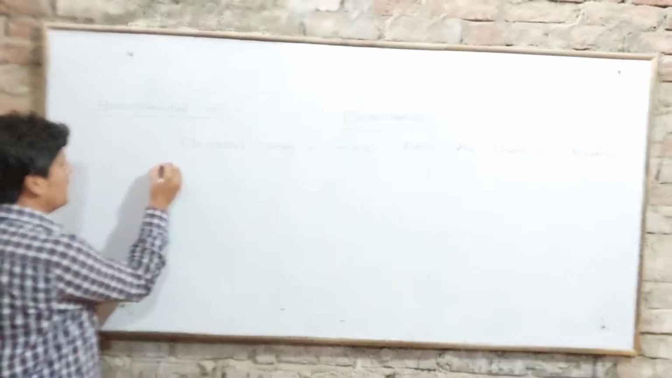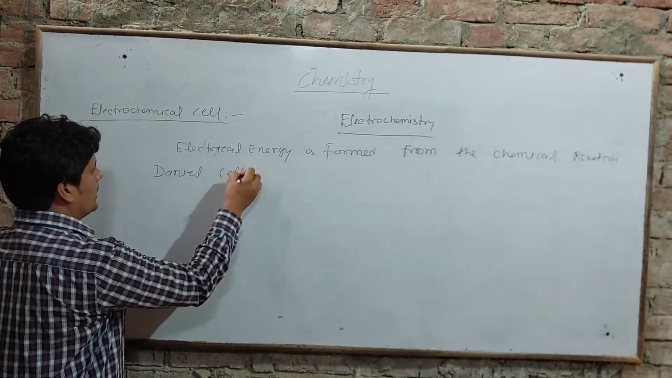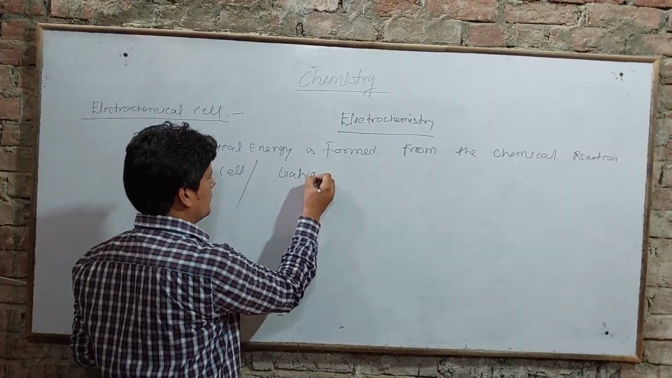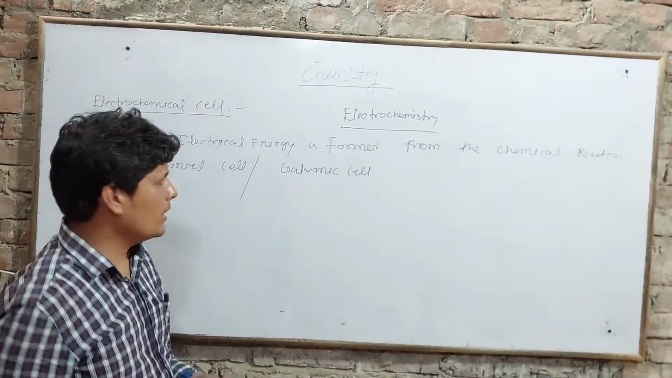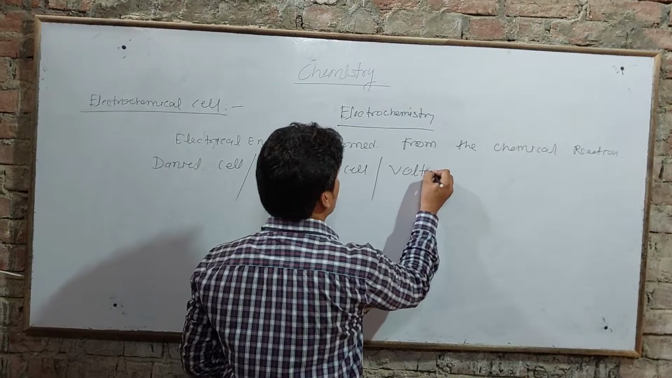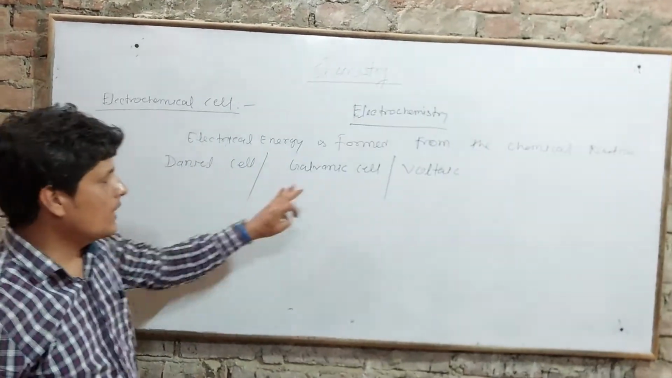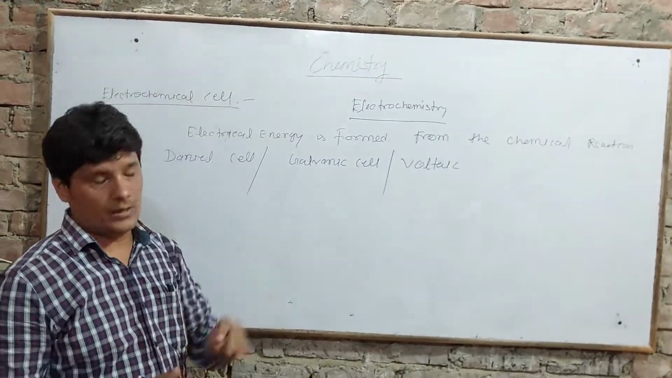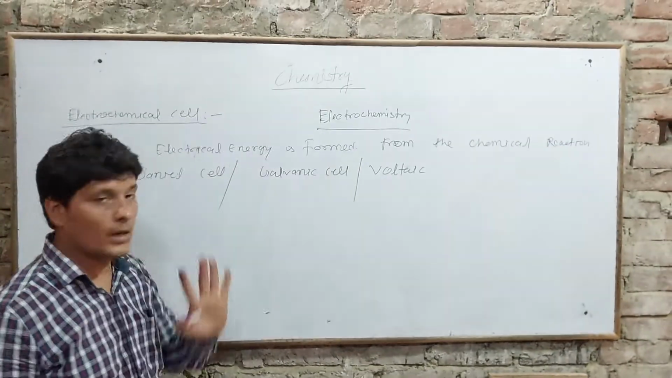The first name is Daniell cell, another name is galvanic cell, and it has another name, that is voltaic cell. It has different names, that is Daniell cell, galvanic cell, voltaic cell, and the work of all these cells is the conversion of chemical energy into electrical energy.